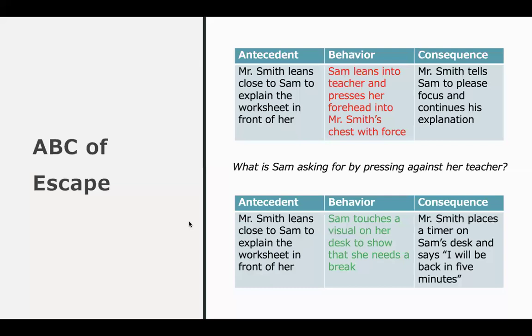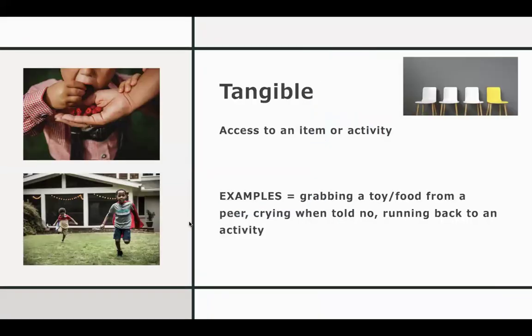So he places a timer on Sam's desk and says, "I'll be back in 5 minutes." So instead of her continuing to get frustrated, we are able to understand this child's needs. We know that they're asking for escape.